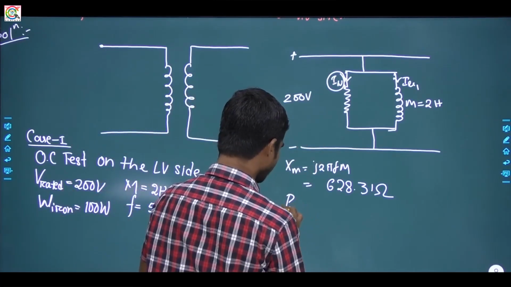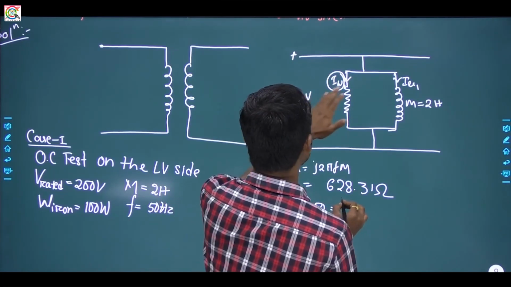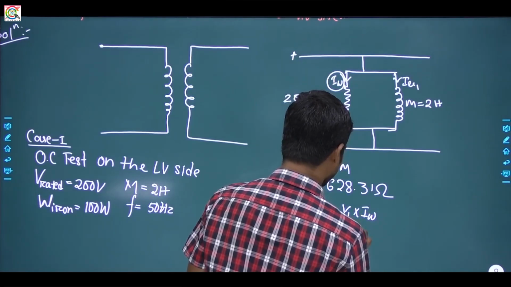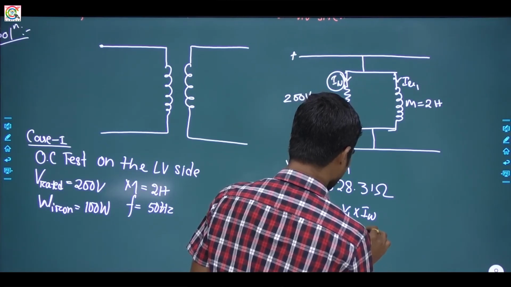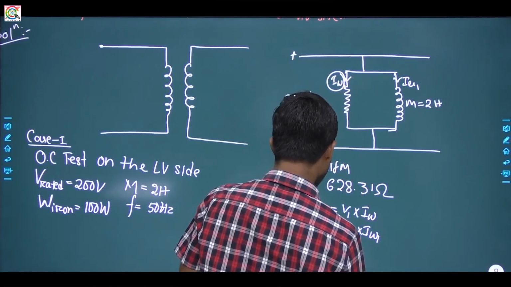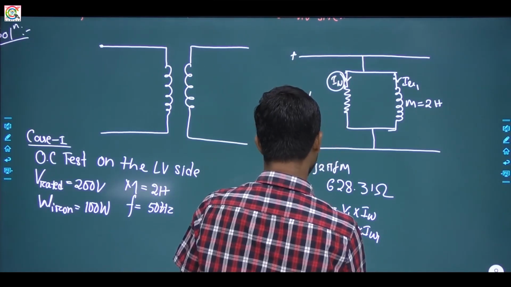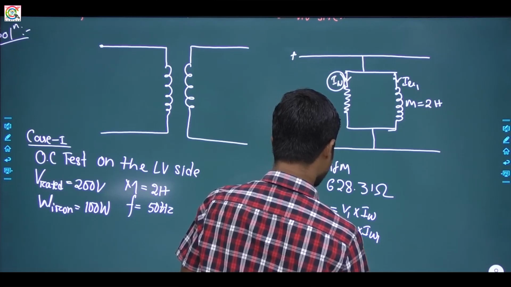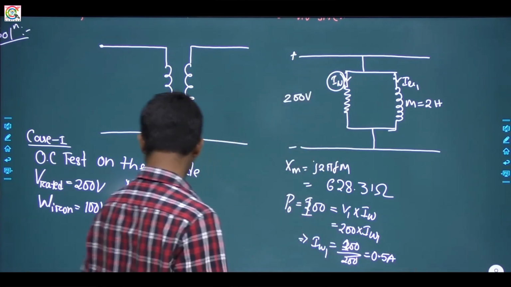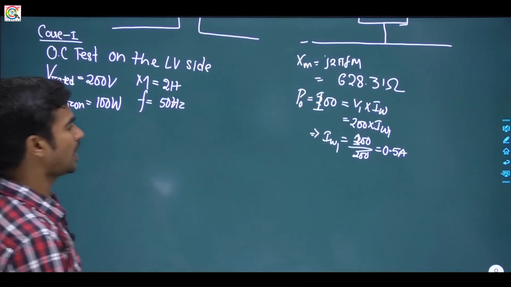The iron loss, that is 100 watt, is given by V1 into IW. In this case, what is the value of V1? Tell me. 200 volt into IW. And in this case, I have considered IW1. So what will be the value of IW1? Iron loss is 100, so 100 by 200. So it will be 0.5 ampere.